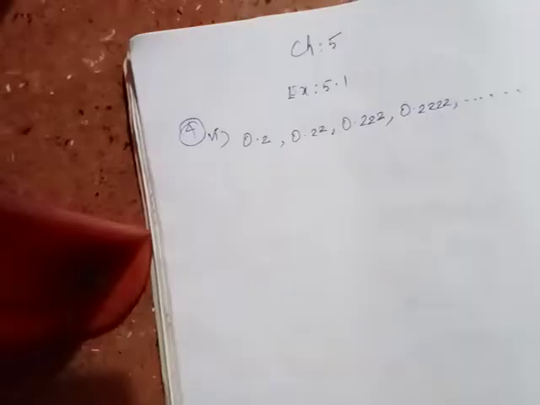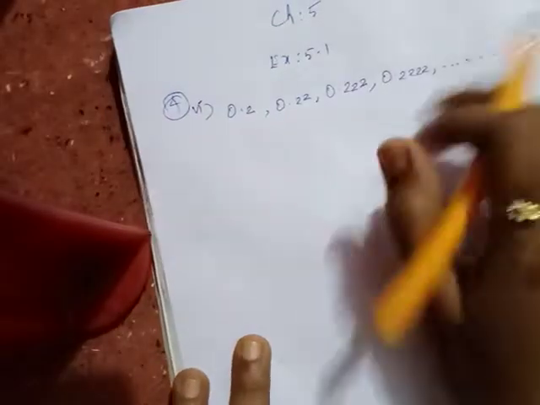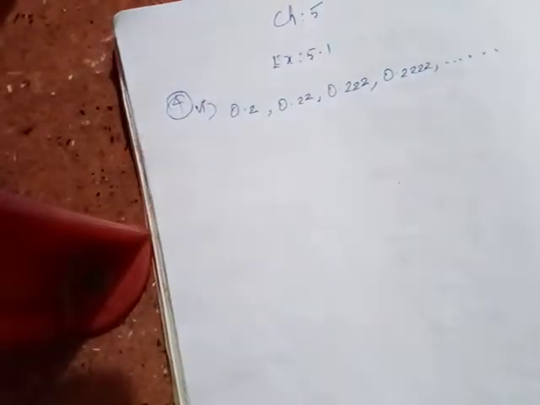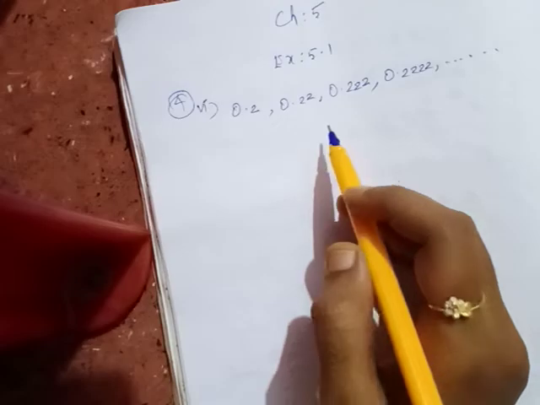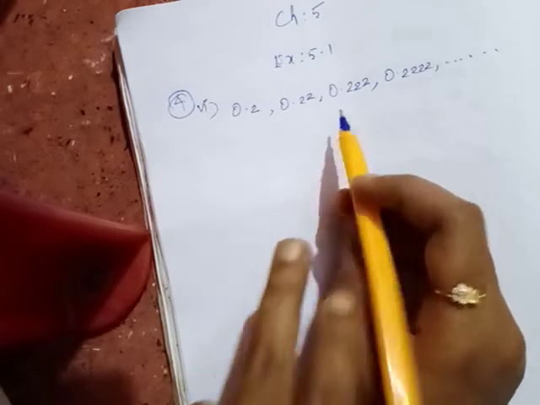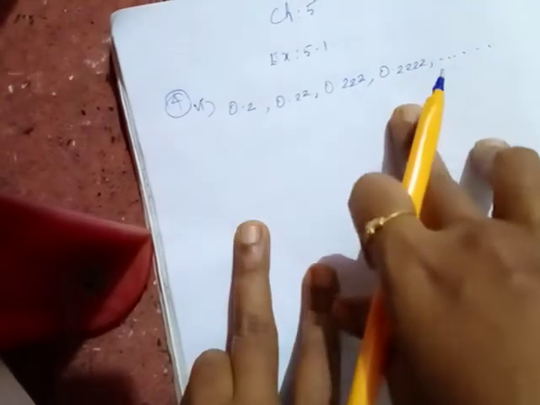0.2, 0.22, 0.222, 0.42, etc. So we have to find out whether this forms an AP. If it forms, find the common difference and write 3 more terms. So we have to check whether it is an AP. If it is an AP, you have to write the common difference and 3 more terms.